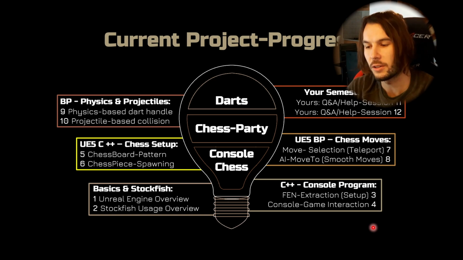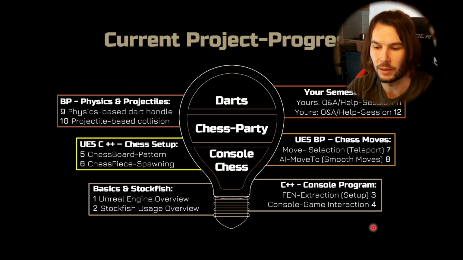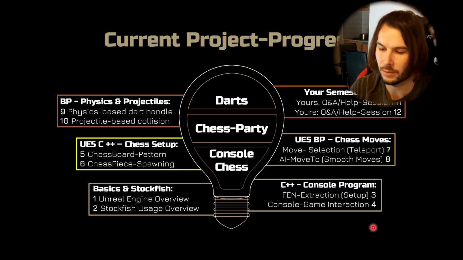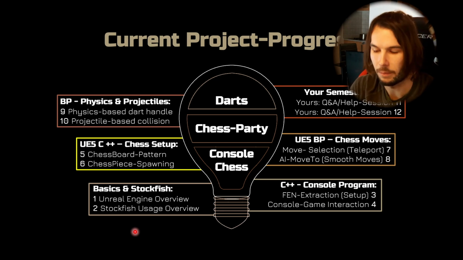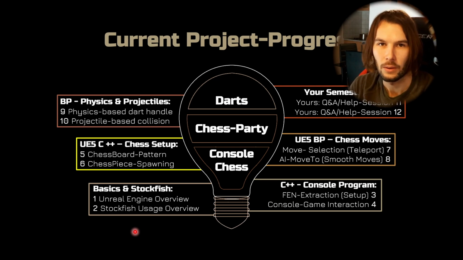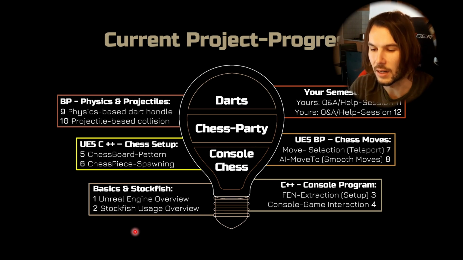As I already mentioned, today will be the lecture of the chessboard pattern, but before we go in there, we will have a look at our current project progress. So we now finished the plain C section, which is down here, where we introduced the basics and Stockfish to build a console program. We also thought about how to create a FEN extraction, and we built our first console game where we can actually interact with the last time.